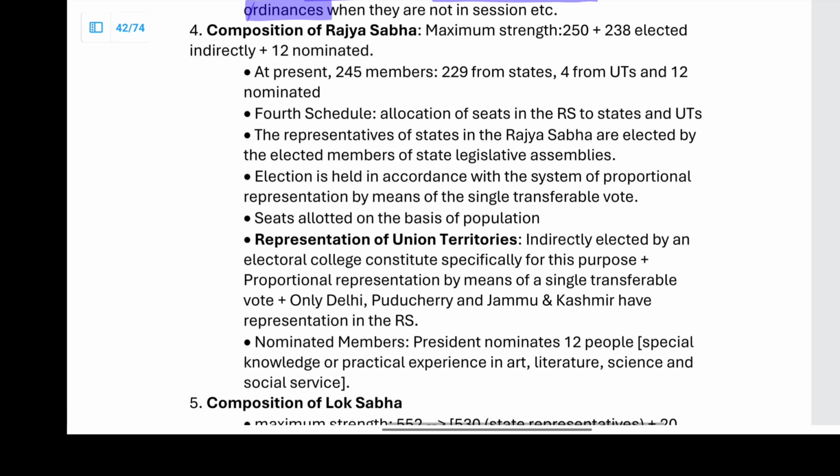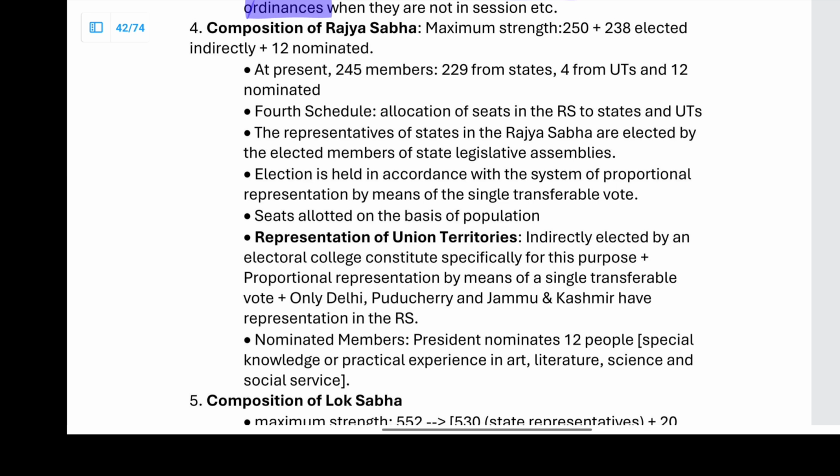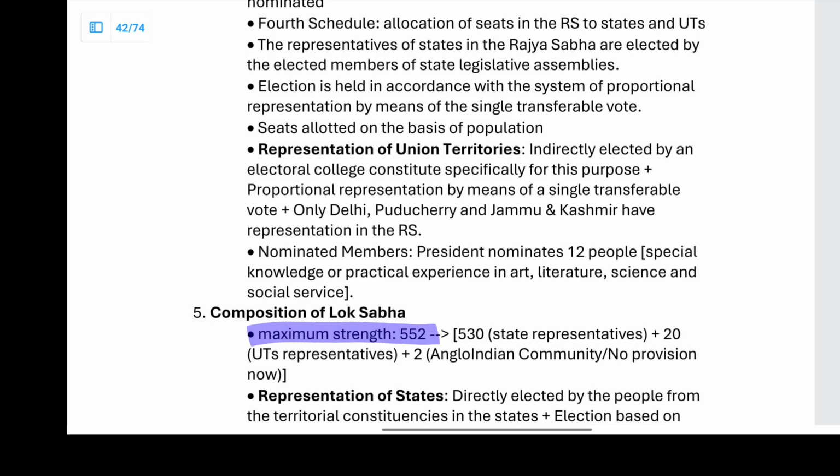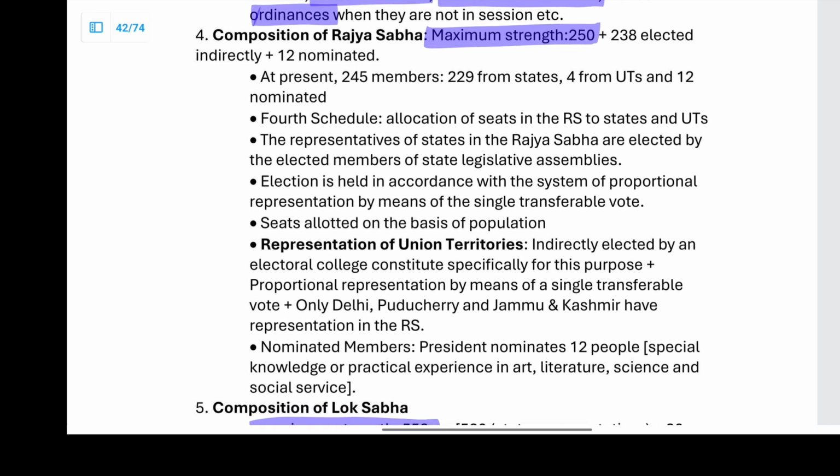Now comes the composition of the Rajya Sabha. Maximum strength is 250, right? And the maximum strength of the Lok Sabha is 552. The maximum strength is like 500, and when you divide it into half, 250 is a round number, right? But here alone we have the Lok Sabha at 552.